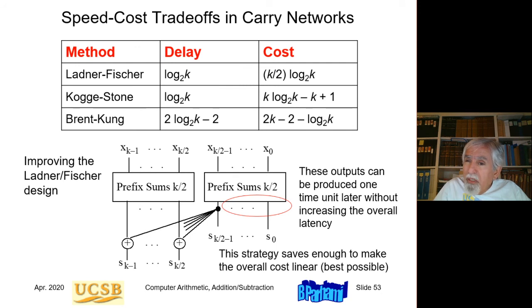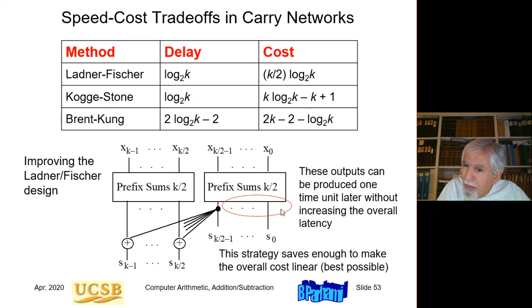Okay, actually we can reduce the cost of Ladner-Fisher to linear using some tricks that are illustrated here. I won't go into the details. The basic idea is that in this block, this is the Ladner-Fisher design. In this block on the right, we should strive to produce this signal in minimum possible time because it has to go through additional circuits before it gets to the output. Whereas all the other outputs of this block on the right, we have 1 unit extra time to produce them.